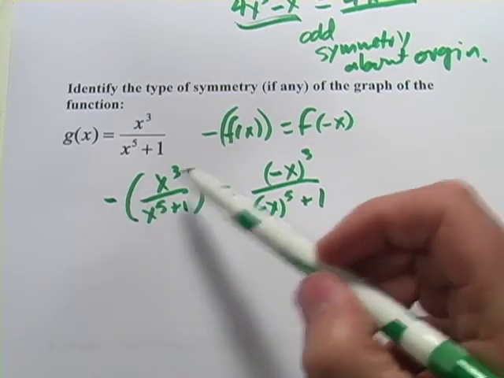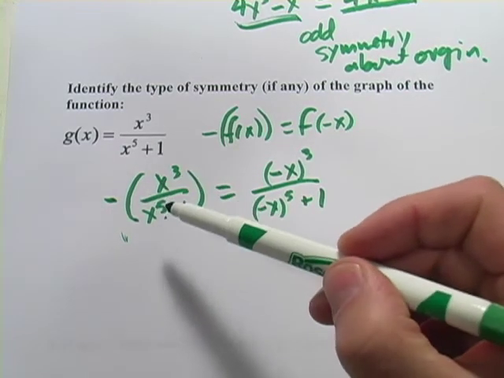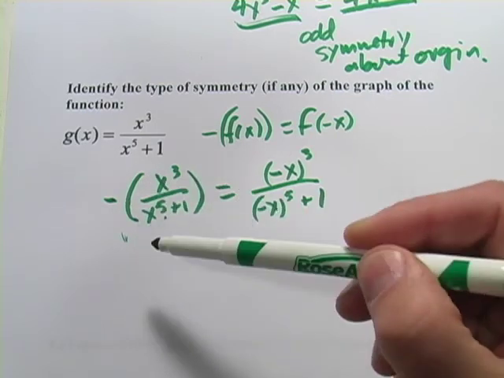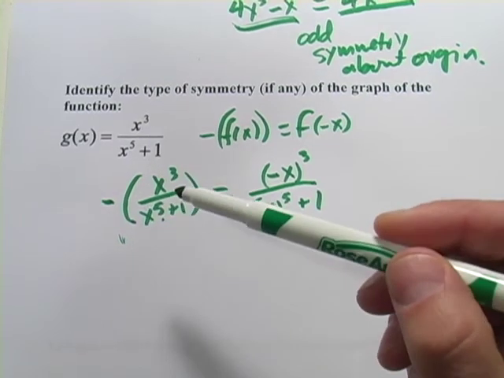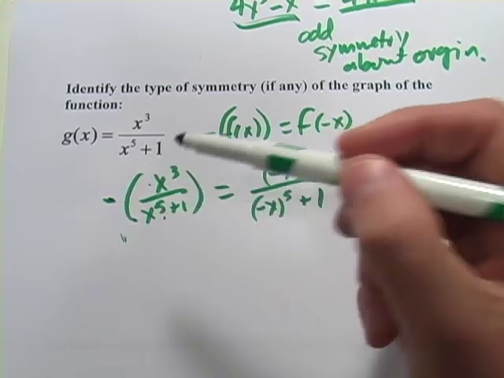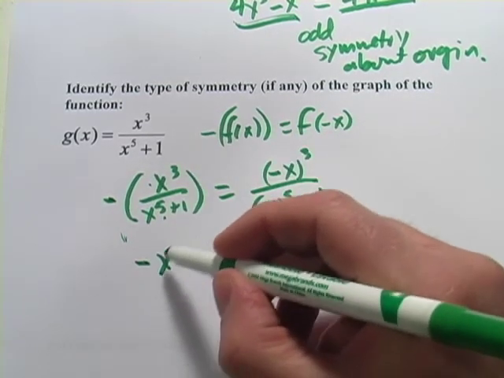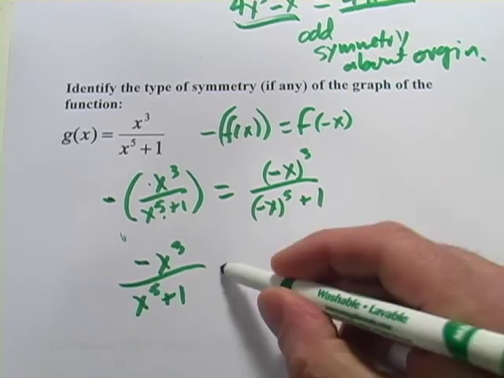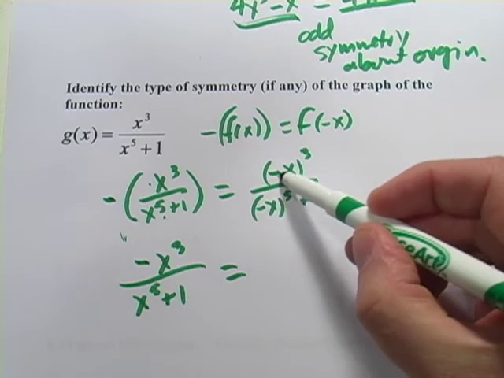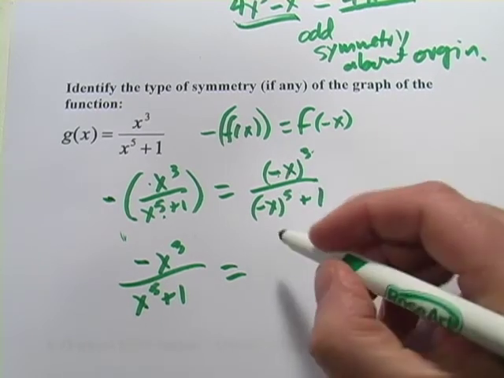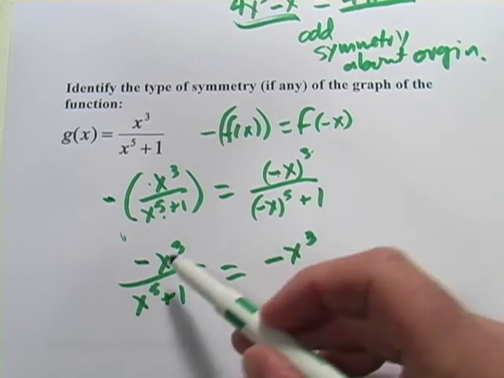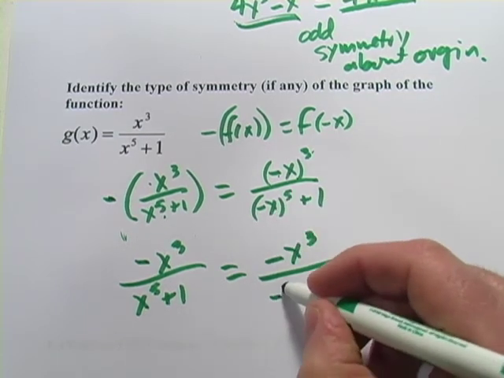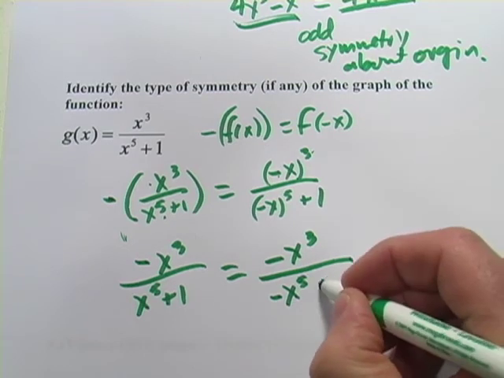Now, how do I make this thing negative? Well, with a fraction, if you want to make it negative, you just apply the negative sign to the top or the bottom, not both. If you did it to both, they'd cancel out. So I'm going to take this negative sign and apply it to the top. So that's negative x to the third over x to the fifth plus 1. And here, negative x quantity cubed is just negative x cubed. Well, that looks like it matches so far. And down here, negative x to the fifth is negative x to the fifth plus 1.